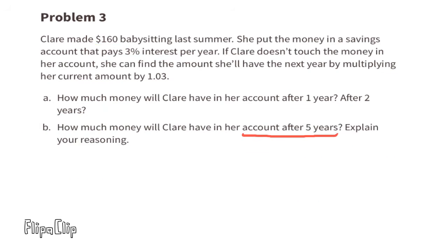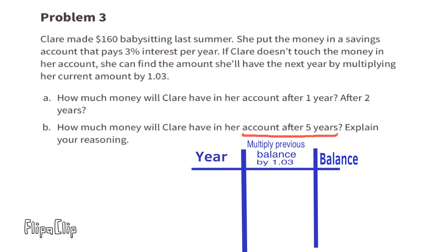B. How much money will Claire have in her account after 5 years? Explain your reasoning. Let's build a table. The column on the left will be the number of years. The column in the middle will multiply the previous balance by 1.03, and the column on the right will be the balance. After the first year, the balance was $164.80. After the second year, the balance was $169.74. To make the balance more accurate, I'm going to multiply the entire decimal number by 1.03.